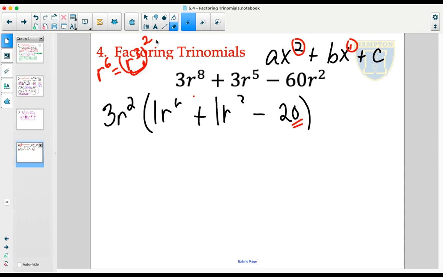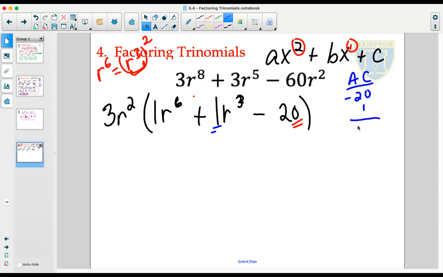So using the AC method, we have an a of 1 and a c of negative 20, which means when I multiply them together, I'm going to get negative 20. I have a b, which is our coefficient in the middle, of 1. So I'm looking for two numbers that multiply together to make negative 20 and add together to make 1. One of them will be positive and one of them will be negative. The positive one will have the larger absolute value, and I get my two numbers as 5 and negative 4.